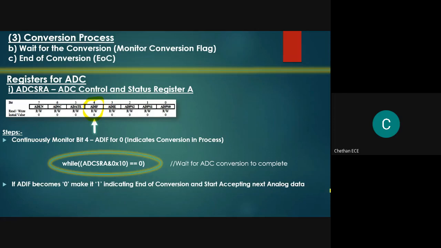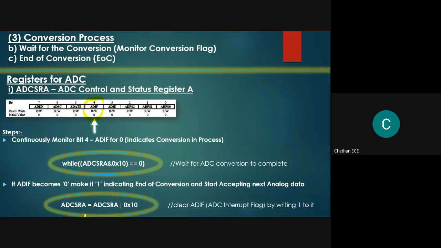0 indicates end of conversion, and to start a new conversion process, we have to make this bit 1. This can be performed by using this instruction: ADCSRA equal to ADCSRA logical OR with 0x10. This instruction works to start a new conversion, and this while loop gives the result 0 to indicate the end of conversion process.